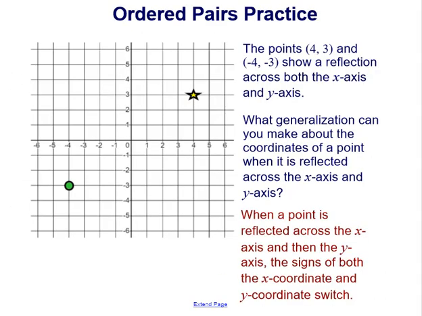So when a point is reflected across the x and y axis, the signs of both the x coordinate and the y coordinate will switch. We went from a positive 4, positive 3 to a negative 4 and negative 3. So now for any point, you can just switch both of the signs of the coordinates, and that will give you a reflection about the x and the y axis.